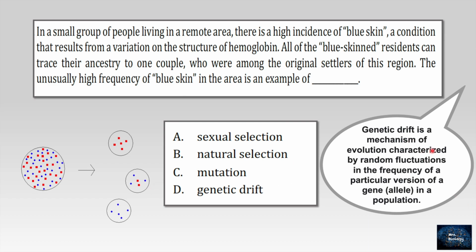Genetic drift is a mechanism of evolution characterized by random fluctuations of what? In the frequency, and please connect it with your question, of a particular version of a gene, or allele, in a population. So the right answer here is what? The genetic drift, D.